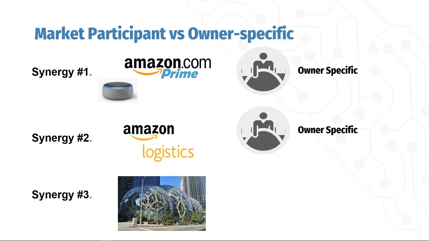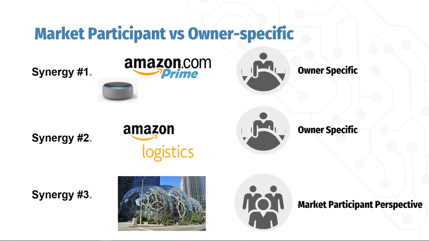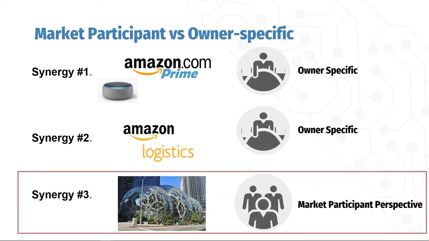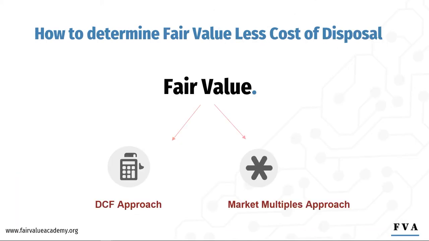Synergy 3 is the only one that can be claimed by market participants, as the average buyer in the market could combine Whole Foods head office with their existing headquarters and enjoy the cost savings from lower rental and sharing of back office resources. Therefore, cash flow impacts only from Synergy 3 can be included under the fair value basis. However, the VIU includes all synergies.